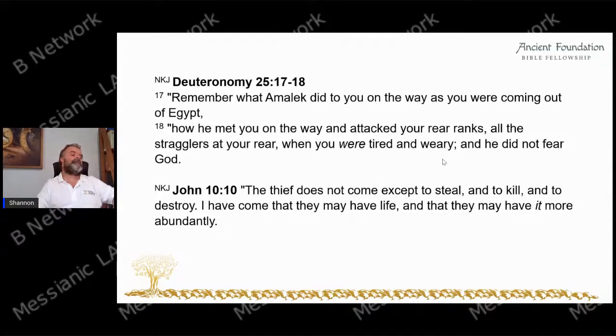He's a thief. He wants to take your shalom. He wants to take your peace. He wants to cause you to be upset. He wants to take your joy. He steals. That's what a thief does. He wants to kill and to destroy everything that Yahweh wants to do in your life.